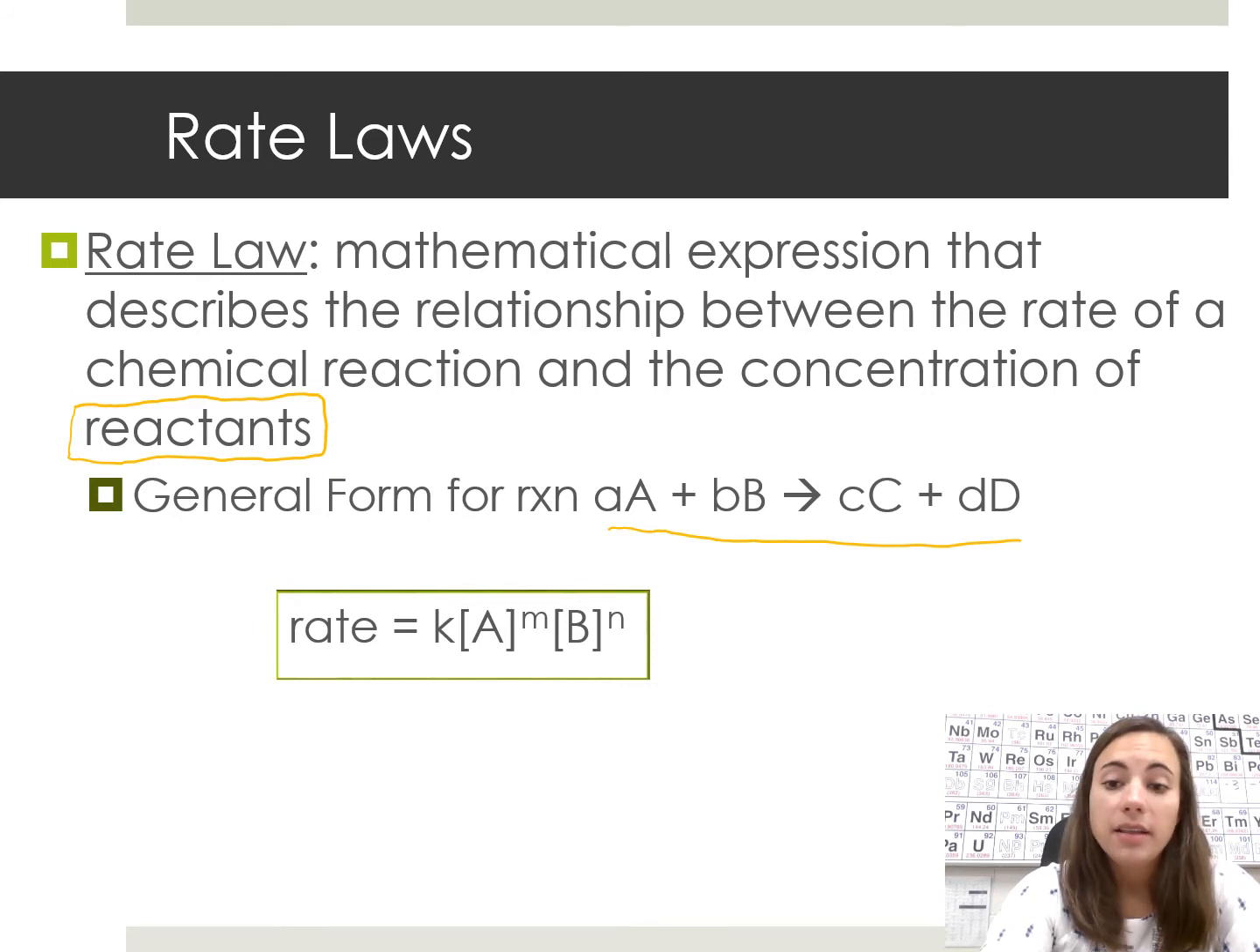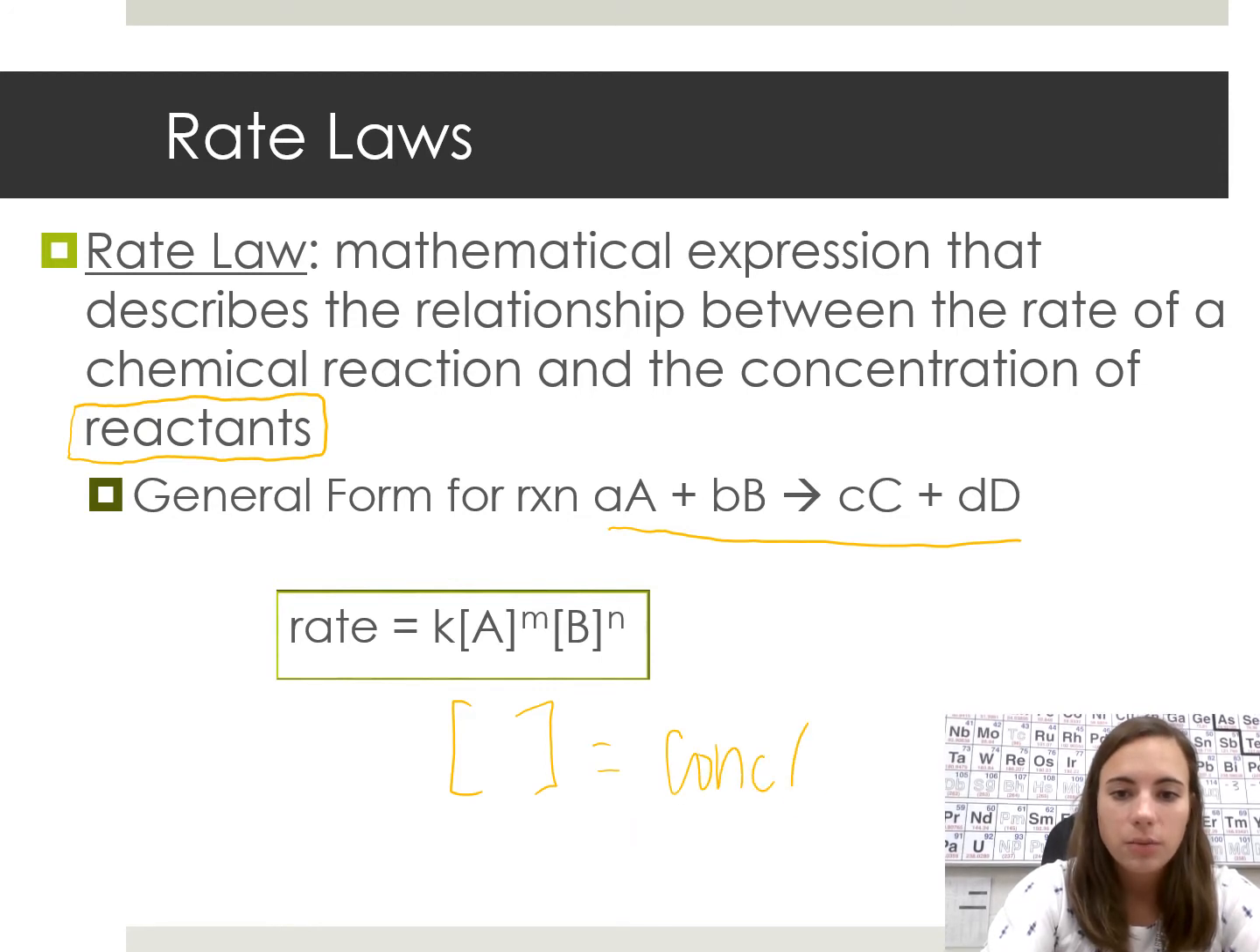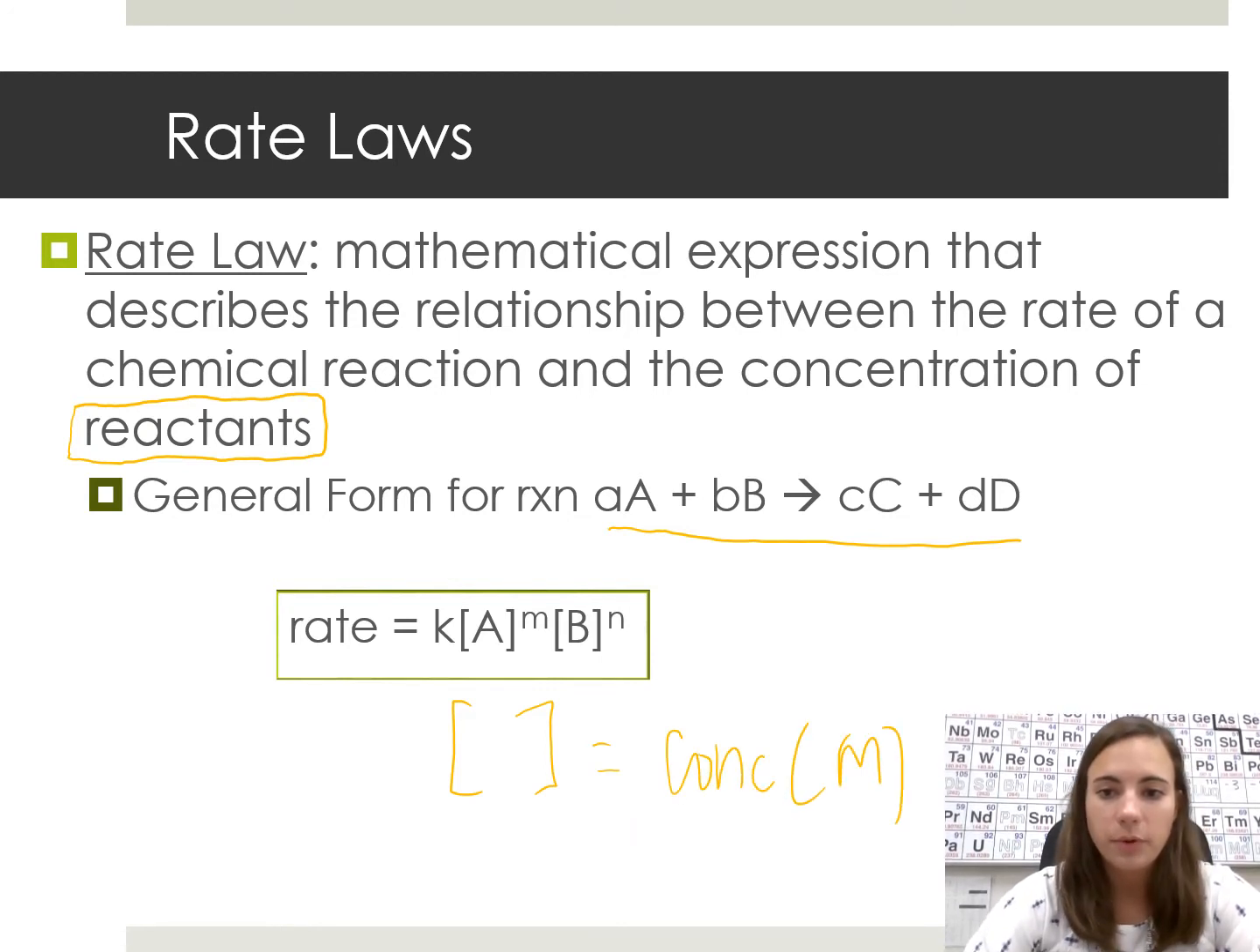Now again, this is generic. Not every reaction has two reactants. We might have only one reactant. We could have three reactants. Okay, so this is just a generic expression. And something else to point out, remember that brackets mean concentration, which is molarity. Okay, so what are these K's and M's and N?